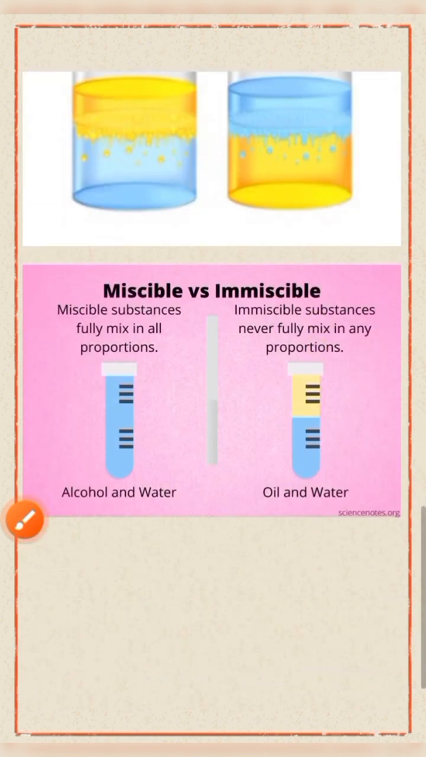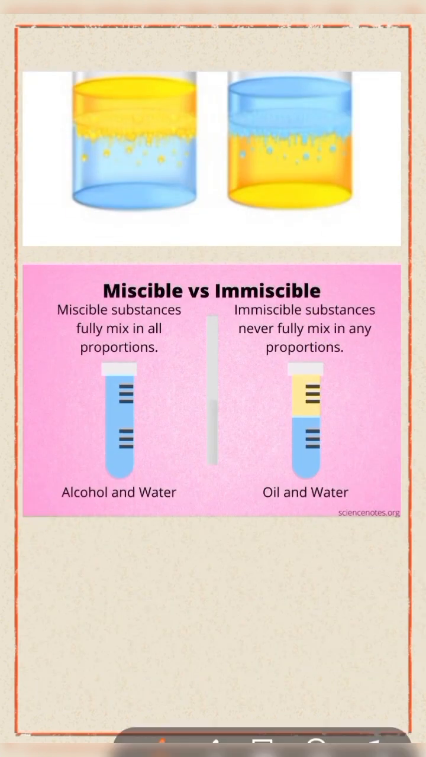Next part, we discuss the difference between miscible and immiscible. Miscible, this is the picture explained by alcohol and water. Immiscible, explained by water and oil.